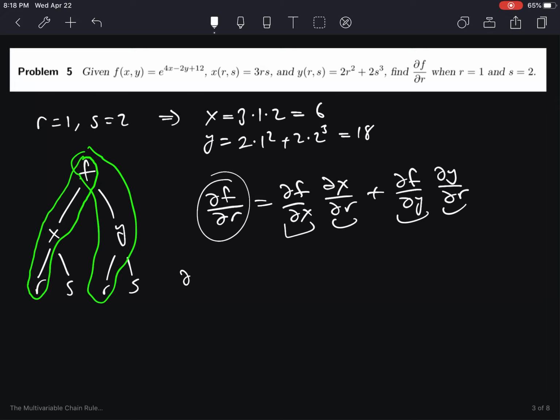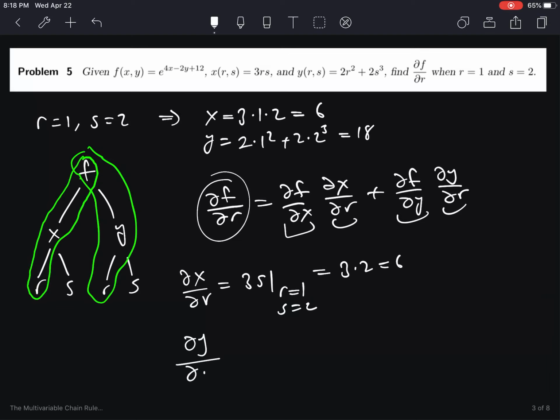So del x over del r, that means we take the partial derivative of x with respect to r, keeping everything constant other than r. We know that x is equal to 3rs, and when we take the partial derivative with respect to r we get 3s. In this case r is 1 and s equals 2, so this is 3 times 2, which is 6.